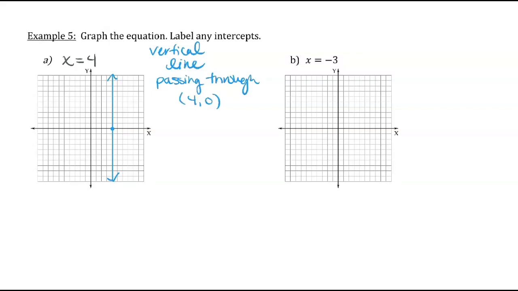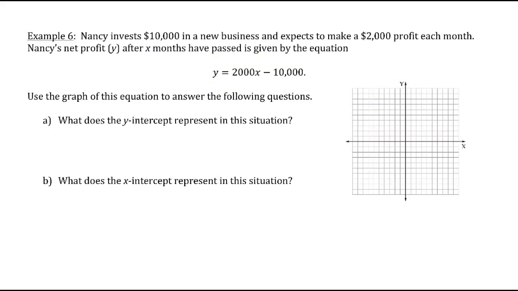We'll finish up this section by looking at some application problems. Example 6 reads that Nancy invests $10,000 in a new business and expects to make $2,000 of profit each month. Nancy's net profit, y, after x months have passed is given by the equation y equals 2,000x minus 10,000. Use the graph of this equation to answer the following questions.